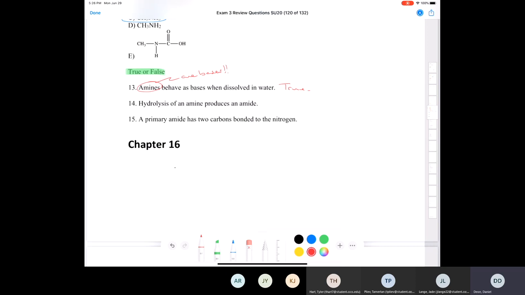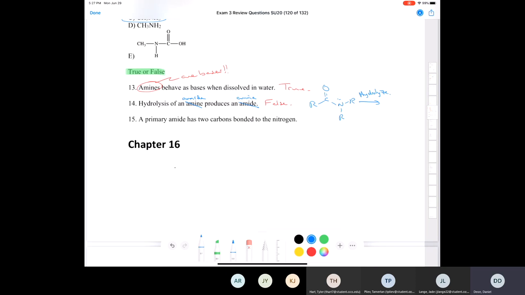Number 14, hydrolysis of an amine produces an amide. That's false, right? That is absolutely false because you can't hydrolyze an amine. You would hydrolyze an amide and you could produce an amine from that, right? We would take an amide like this, a tertiary amide, let's say, and we would hydrolyze that. Okay, we don't hydrolyze amines. You could even write here, hydrolyze, and you could hydrolyze it in acid or base.